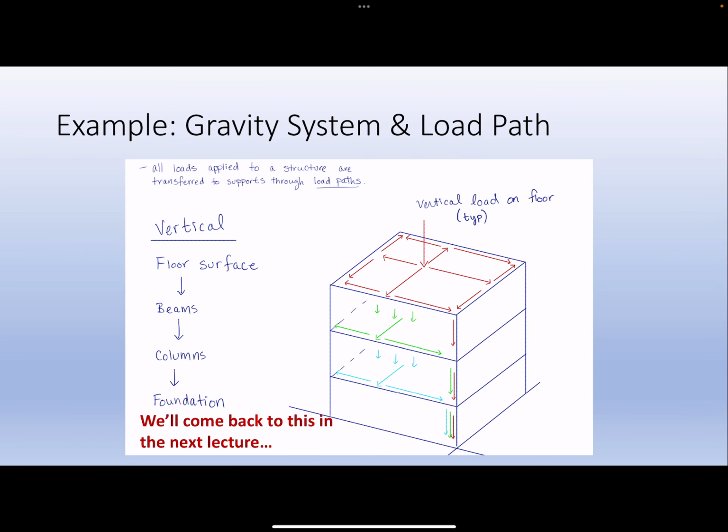All right, so here is an example of a gravity system and load path. Again, this is just one example, but essentially you've got vertical loads that are applied to a floor surface. So that's one level of your structural system. The floor surface transfers those loads to beams, beams transfer to columns, columns transfer to the foundation. We'll come back to that later this week.